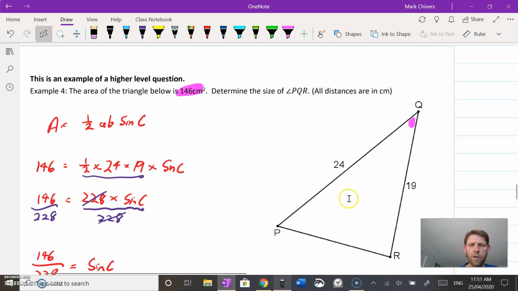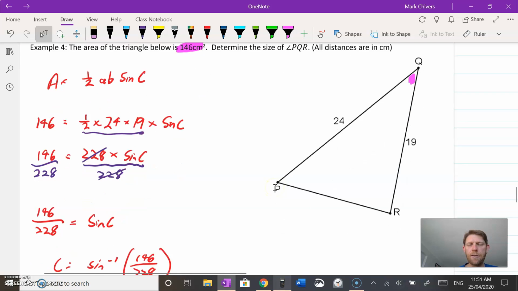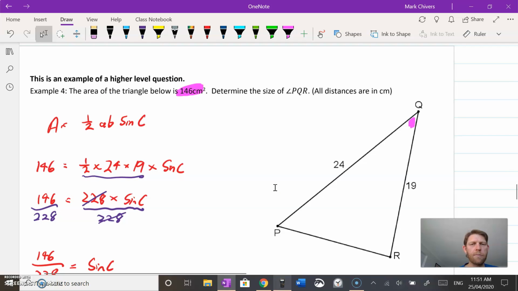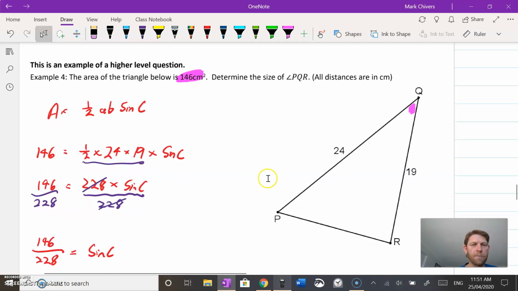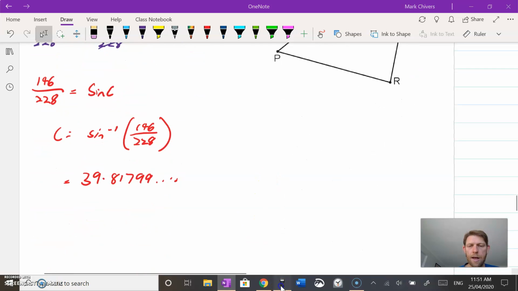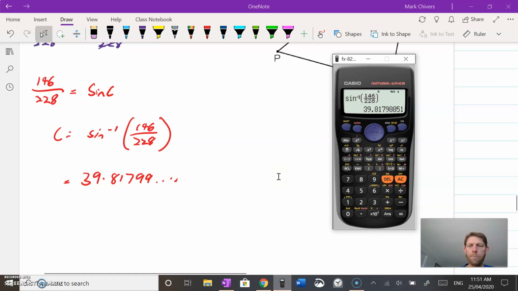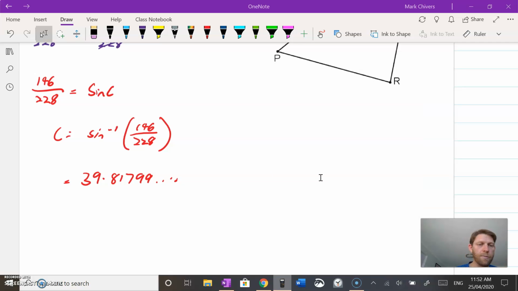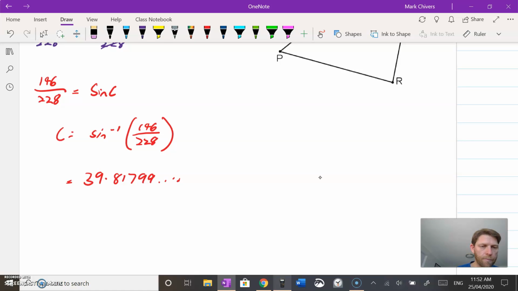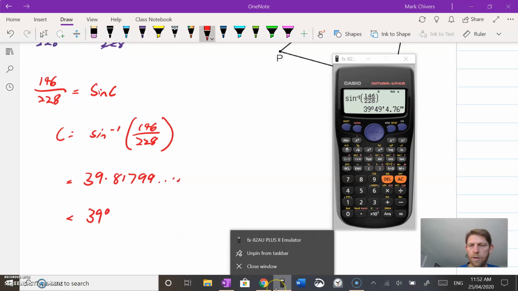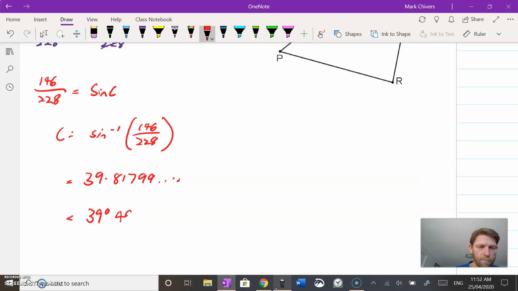And I'll just go back and look at the question and say, what does it say I need? It doesn't say if I need it in degrees and minutes or whatever, so it's pretty much up to me how I display that final answer. But what I might do is display that in degrees and minutes. So we'll just do it to the nearest minute, so it's going to be 39 degrees, 49 minutes. And that's to the nearest minute.